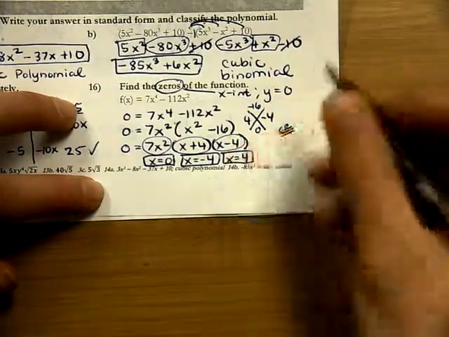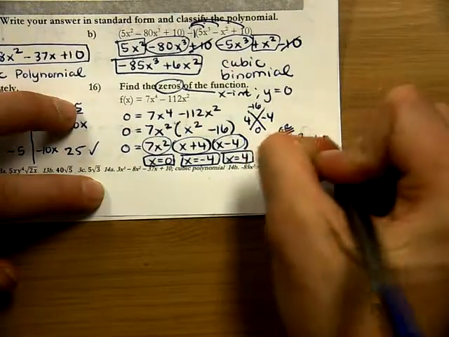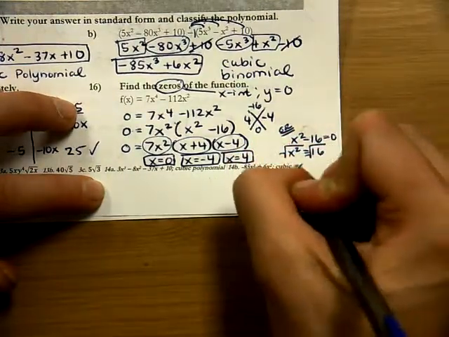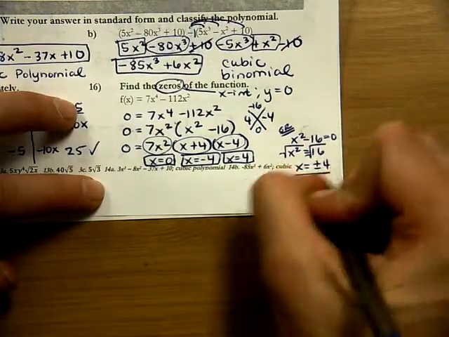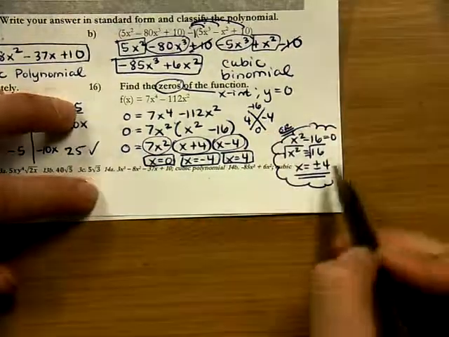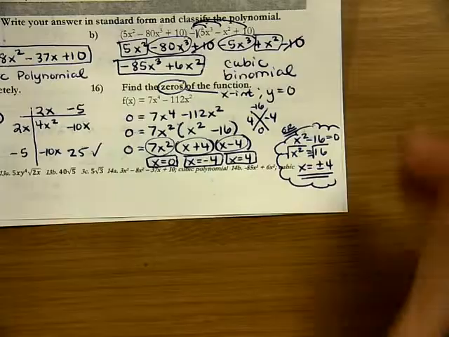Recognize I could have set both of these factors equal to 0, and when I did x squared minus 16 equals 0, I would add 16 to both sides, then take the square root, and all I have to remember is that I need a plus or minus here. So this is another option. Just remember you'd have to have the plus or minus when you solve by taking the square root. That gives us both of those answers. All right, and we are all done with the review number 3.